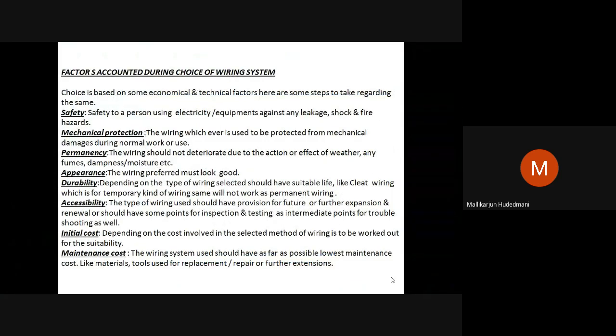Say you are building a new house. How do you choose a kind of electrical fitting? What kind of wiring do I want? How long will it last? And how can it be expanded in the future? What is the cost of investment of electrical wiring? Any maintenance cost? All these concerned factors play a role. That is called factors accounted during choice of wiring system.